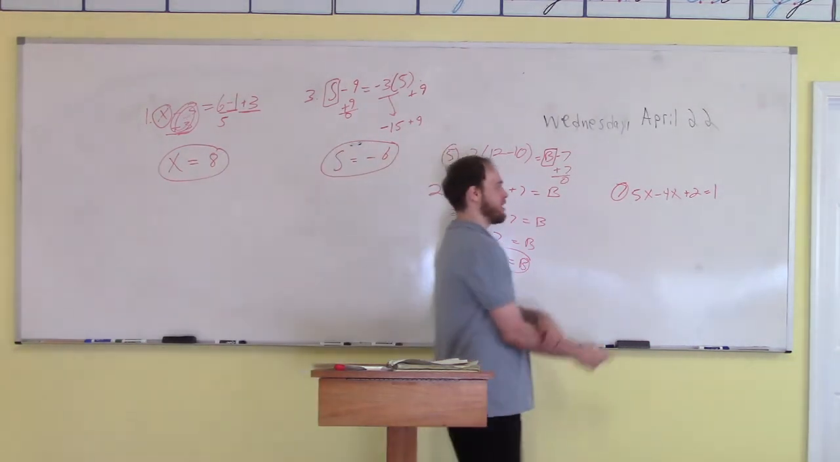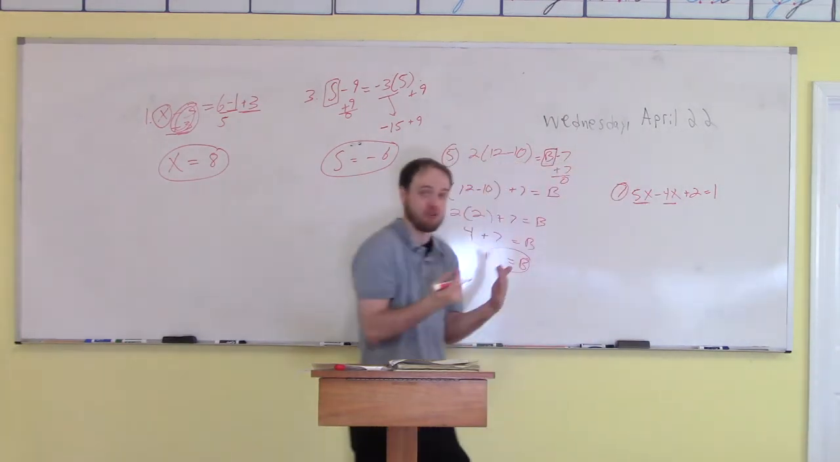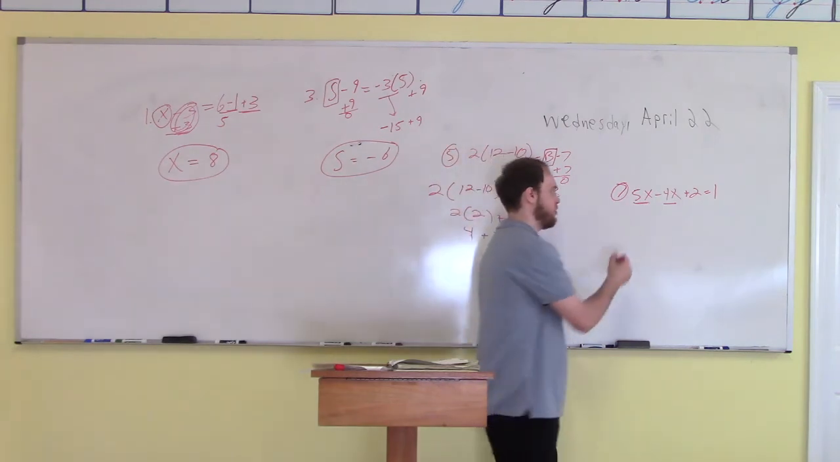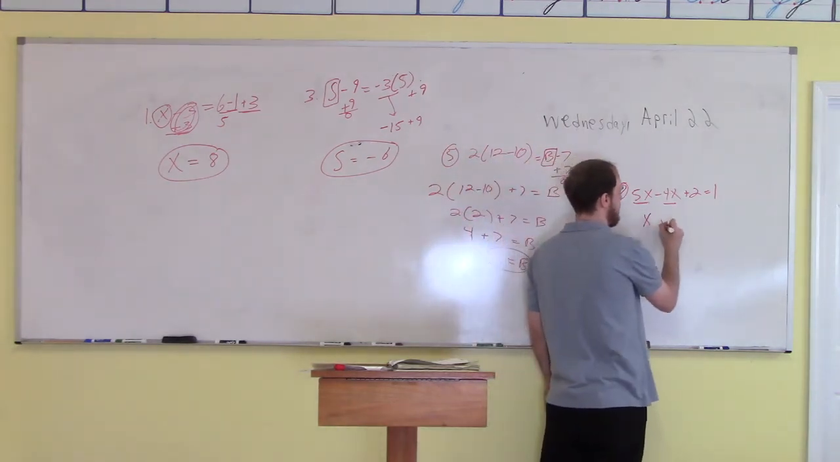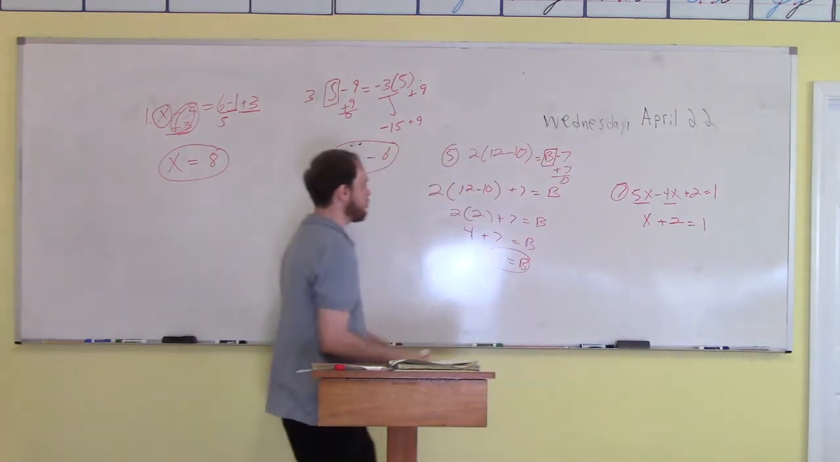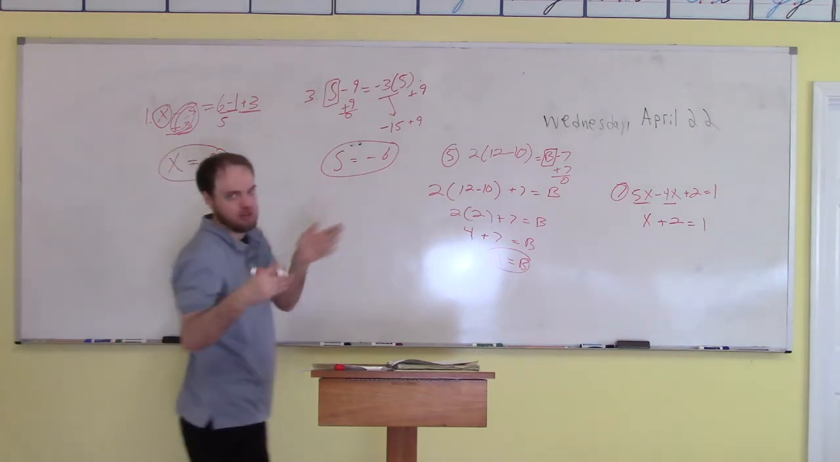Basically I want to clean it up by just doing the operation. I have 5 x's, they're like terms, that means we can add or subtract them. And so 5x minus 4x, 5 minus 4 just leaves me with an x. So now my problem is x plus 2 equals 1. Now look at it, x plus 2 equals 1 looks the same as these other ones I've done.